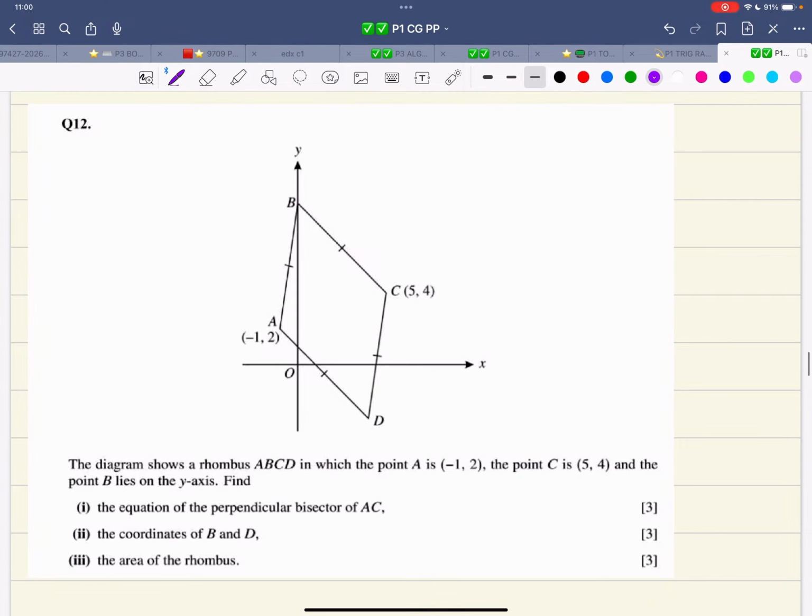Another question. Now these are from the topical book, which you'll be receiving in the next week, inshallah. So now let's look at question number 12. Let's read it first.